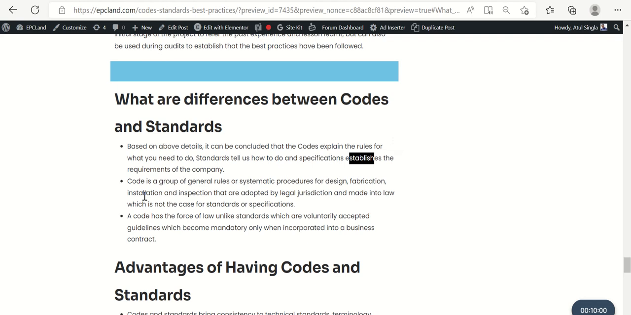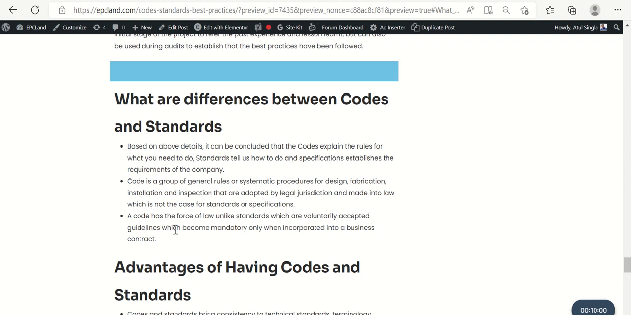A code is a group of general rules or systematic procedures for design, fabrication, installation, and inspection, adopted by a legal jurisdiction, which we talked about in the beginning. If it is adopted by the committee, it becomes law. This is a basic difference, which is not the case with standards or specifications. Here we talked about rules, what to do, how to do, and establishing requirements. Here we are talking about something that can be adopted as a law also.